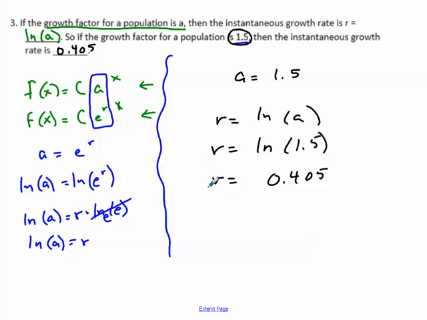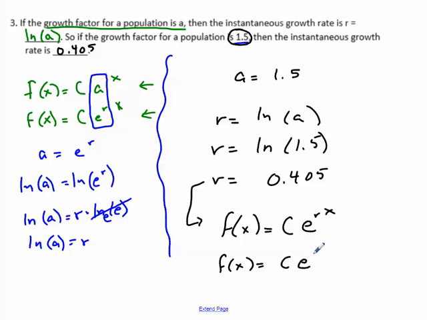And if we wanted to use this to make an exponential function describing that, that would be f of x equals c, some starting amount. We don't know what that is in this example, but c times e to the rx power, because we're using our variable x. F of x then would become c, whatever the starting amount was, times e to the 0.405 times x power. And that would be an exponential function describing the growth factor of 1.5, or the instantaneous growth rate of 0.405.